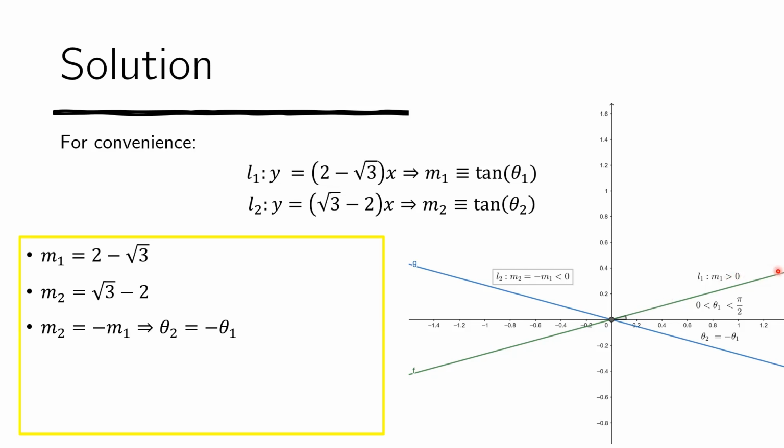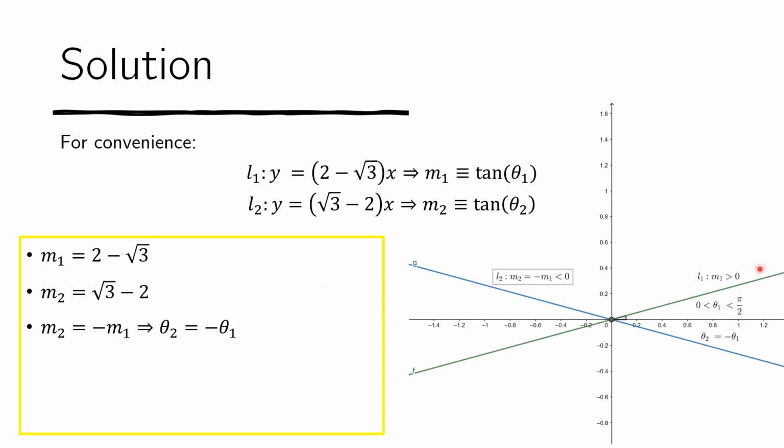Now, we drew L1 to be the green line here and L2 to be the blue line. The reason for that is L1 has a slope of M1, and we know that M1 is positive. That's why the line is increasing like this. And the reason that it is positive is because 2 minus square root of 3 is positive. 2 is greater than the square root of 3. To make that even clearer, think of the square of 2, which is 4, and the square of square root of 3, which is just 3. So 4 is greater than 3, so 4 minus 3 is positive. And so 2 minus the square root of 3 is also positive.